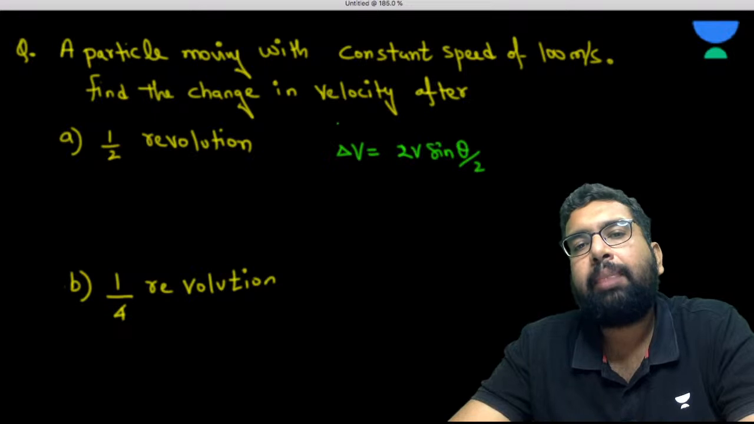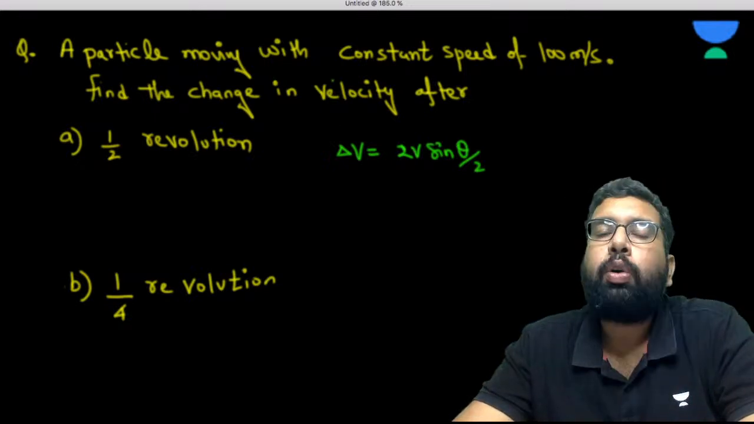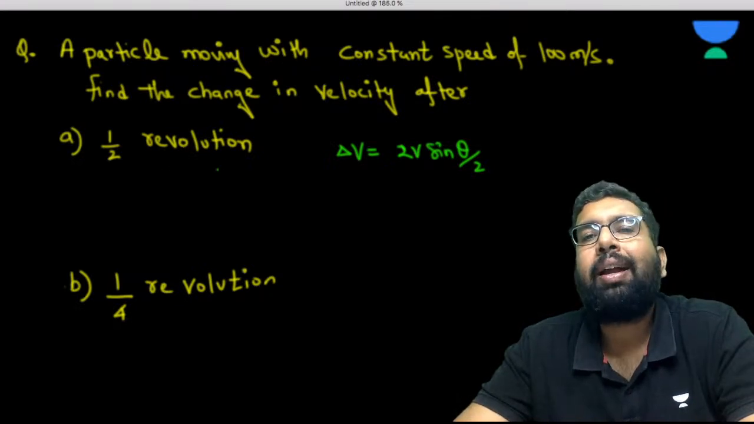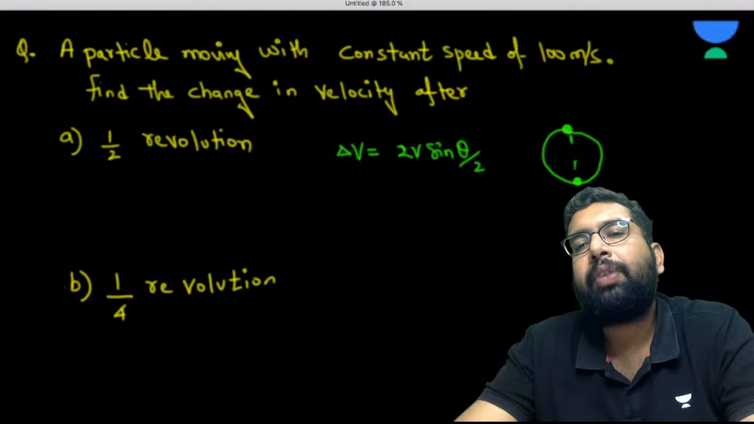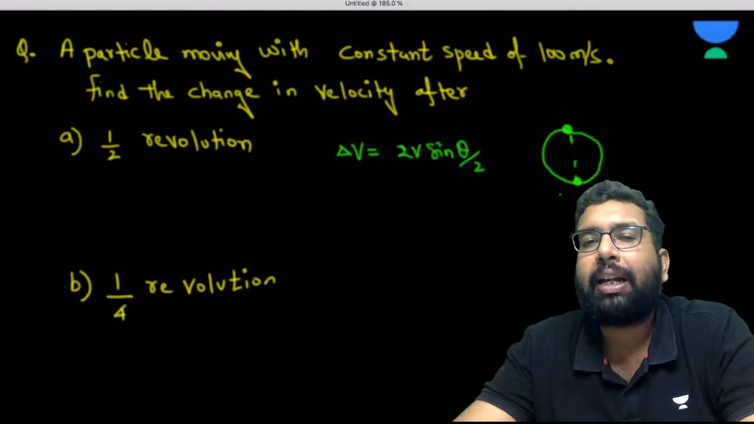Okay. Now please imagine that when a particle moves, so we have to be quick also. When a particle moves by half revolution, how much angle has it done from its initial to final? Obviously, let's suppose it started from here, and after half revolution it must reach here. So the angle moved is 180 degree.